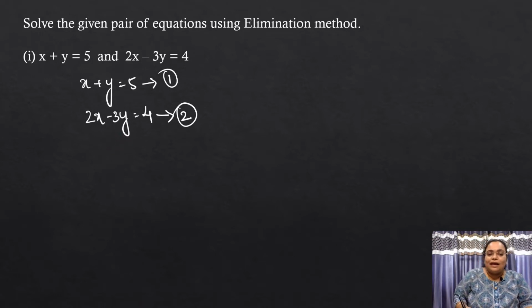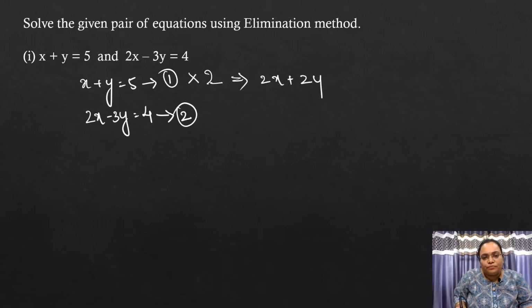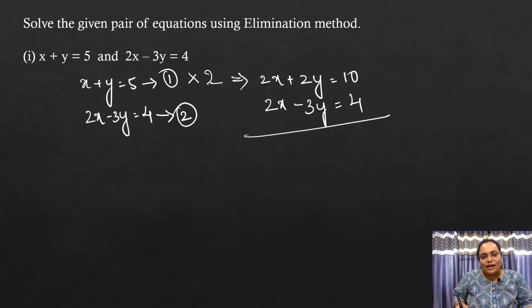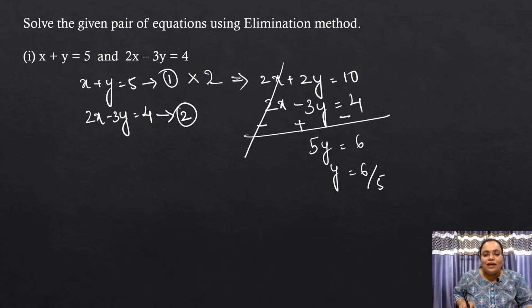So we will multiply equation 1 with 2 so that the coefficient of x is equal. This equation changes to 2x plus 2y is equal to 10. The next equation remains the same: 2x minus 3y is equal to 4. Then I will subtract. Signs change, and the 2x terms get cancelled. This will be 5y is equal to 6, so y is equal to 6 by 5. Now we have got the y value, that is 6 by 5.